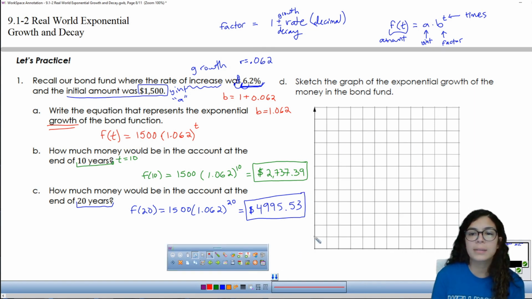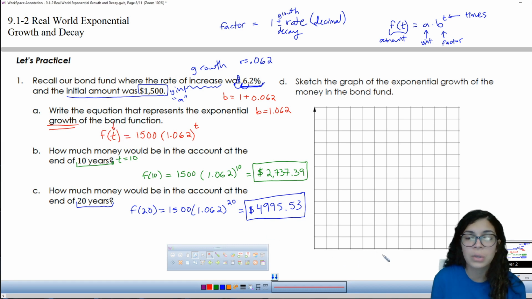Now, the x-axis and the y-axis are not labeled, so that's what I will do first. Again, remember the input is the amount of times that this is being calculated. Of course, the time is in years, so the x-axis will represent the amount of years that have passed, and the y-axis will represent the amount of money, how much money is in the account.